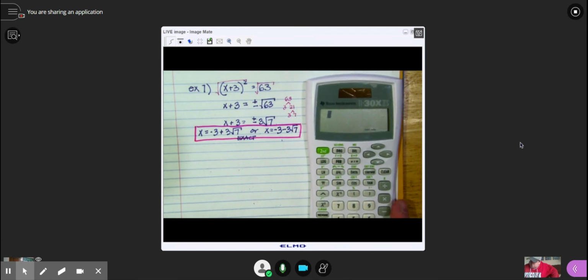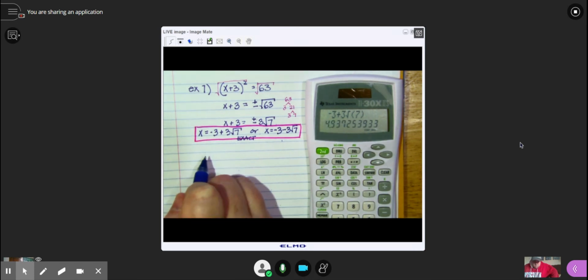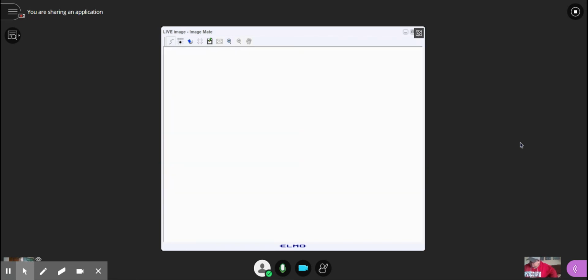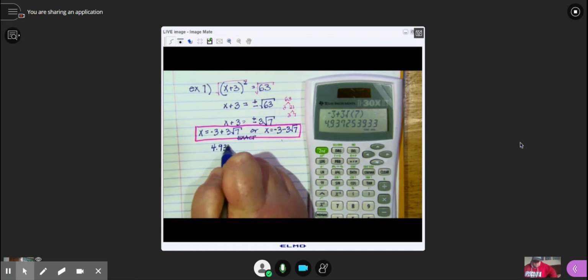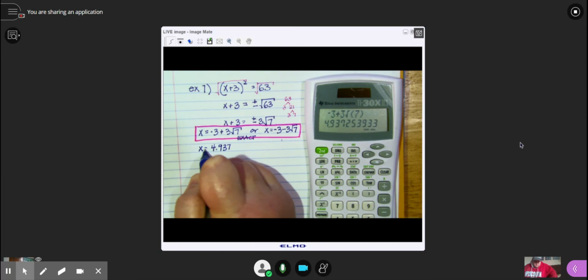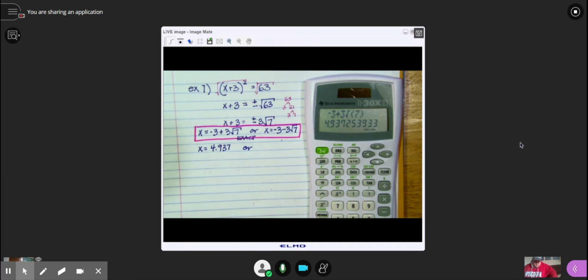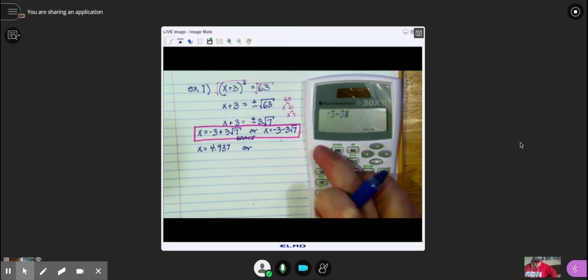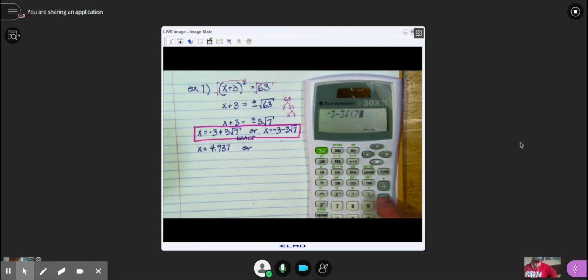Now, if I need the decimal approximations, I do negative 3 plus 3 square roots of 7, which is what, about a 4.937? Negative 3 minus 3 square roots of 7.